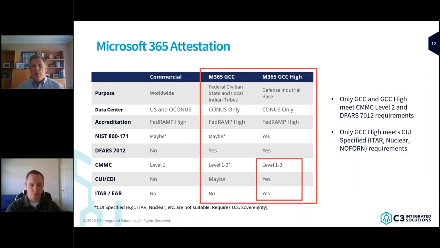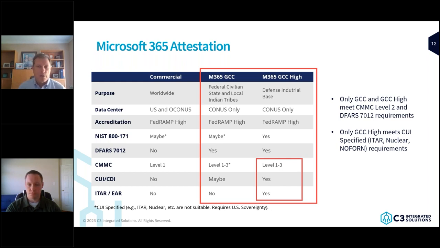Now, when we look at this a little bit of a different way, and thanks to our friends at Microsoft, this is a chart that we pulled out of one of their public blogs that we'll also send as part of the follow-up information. We can see very clearly what the compliance profile is for each version of the cloud. With commercial, we're not going to be able to support DFARS 7012. We're only going to be able to support CMMC level 1, and we're not going to be able to support ITAR or EAR data. With GCC, about a year ago, Microsoft came out and said, you know what? We can support clauses C through G, and therefore we can handle all of DFARS 7012.